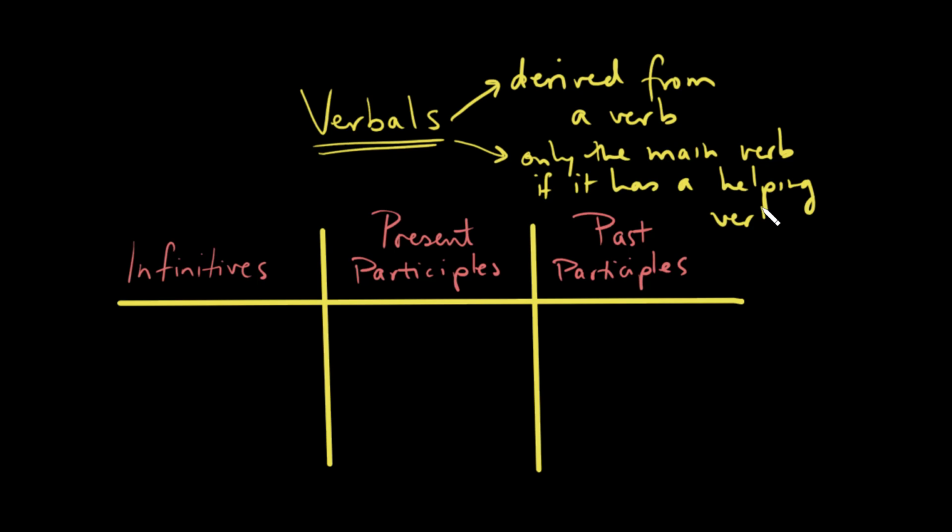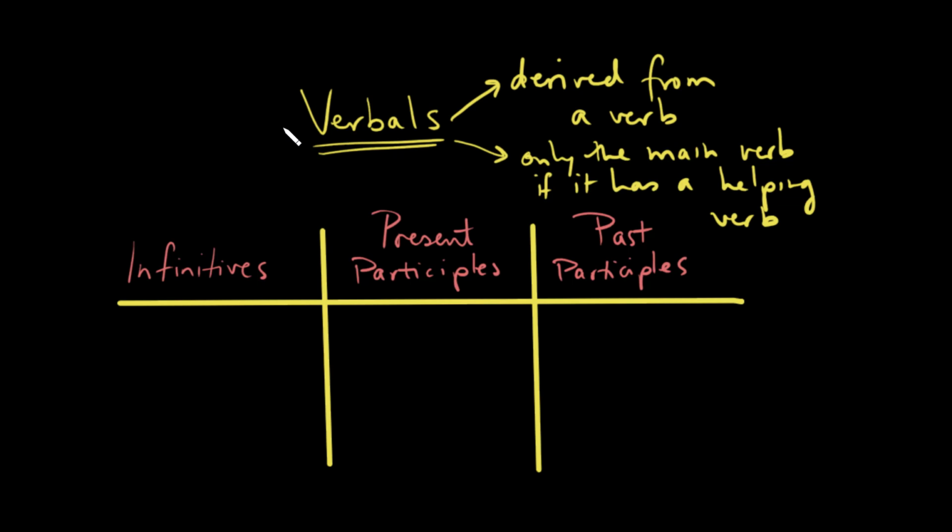And you can see there's some tension between these first 2 points. Most of the time, a verbal is derived from a verb, but it's going to do something different than what a verb does. But if you have a helping verb with it, then the verbal can be the main verb. And that's kind of why these verbals cause some trouble.